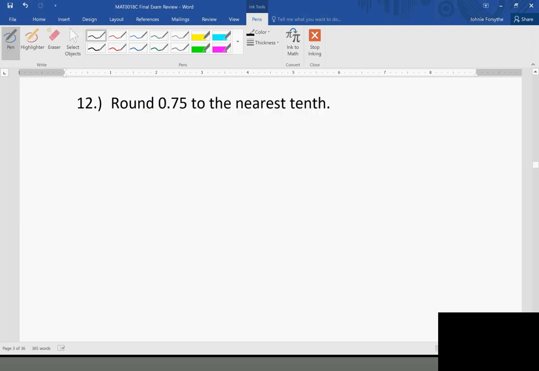Okay, number 12. Round 0.75 to the nearest tenth. I'm going to write that bigger because I write big. So the tenth place is where the 7 is.